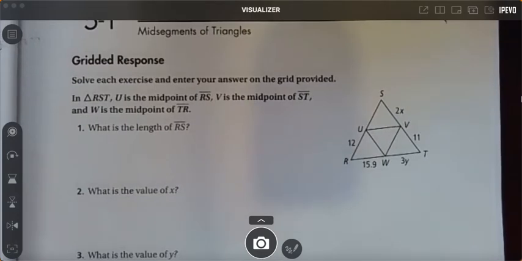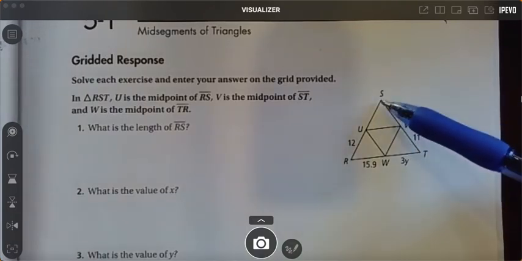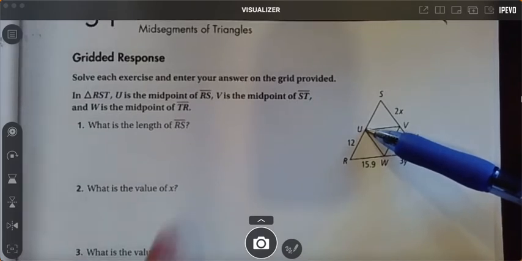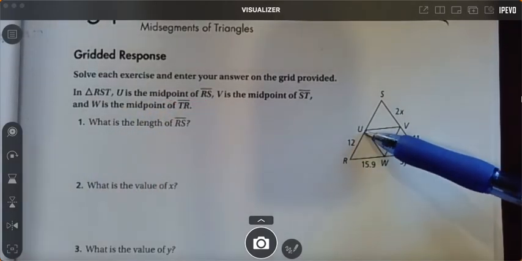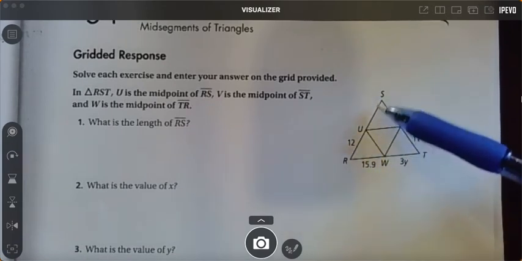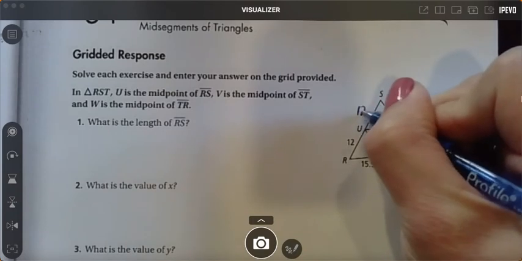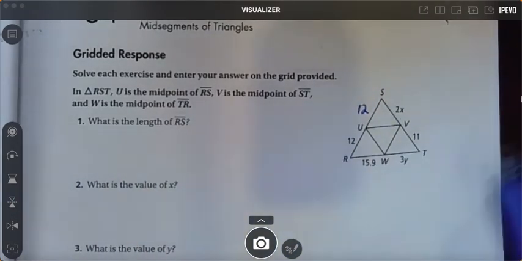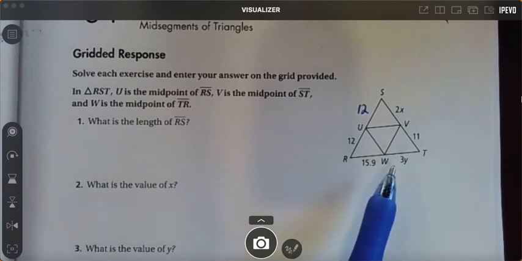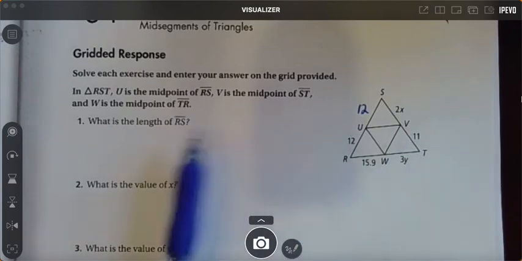It says, what's the length of RS? Well, something that you learned was that if U is the midpoint, and that's what it says, right? U is the midpoint, then it's in the middle. So if this distance is 12, what's this one? 12. Okay? And we also know that 2x equals 11, right? 3y equals 15.9.